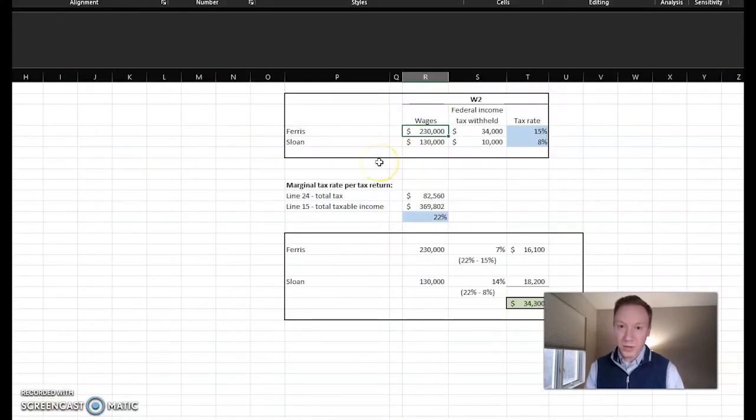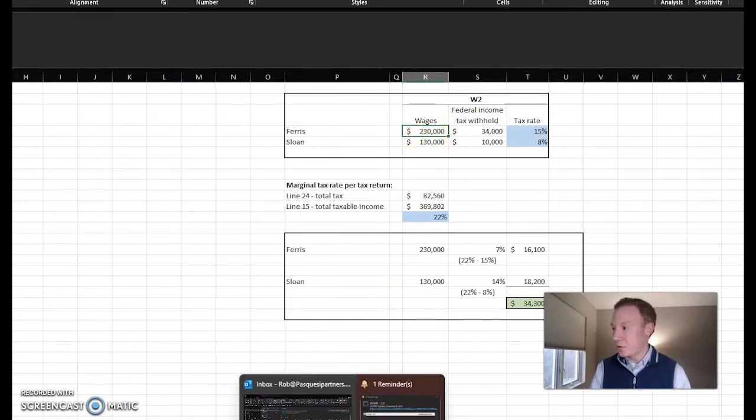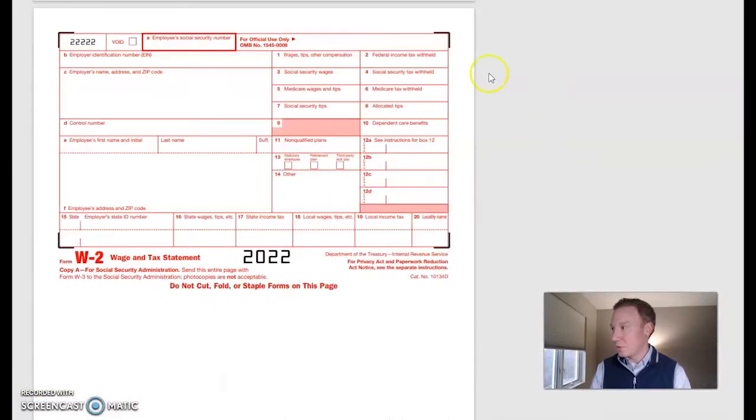So again, if you worked with us and this issue related to your return, you've probably seen this. What we're trying to come up with is your marginal or effective tax rate. So for Ferris and Sloan, this is their wages, right? Their W-2 wages that they earned in 2021. These numbers come from their W-2. So let's go to their W-2 form. Those will come from box 1, okay? So if you pull up your W-2, that's where that number is going to come in that calculation.